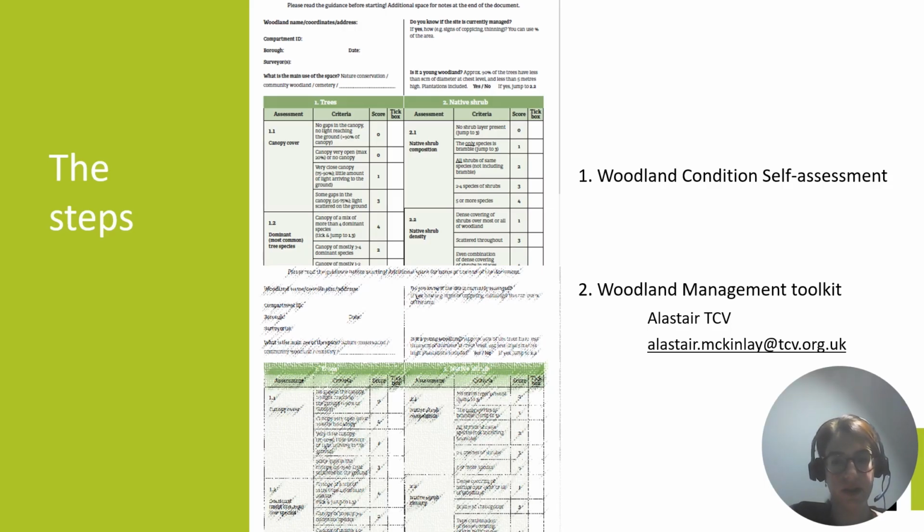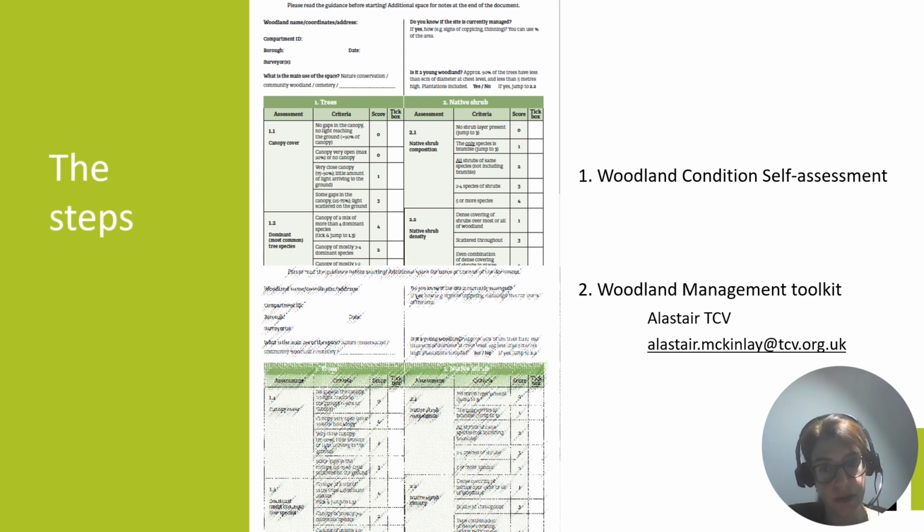This woodland condition self-assessment is part of a two-step process. The first step is using this assessment to get a score, and this score will define the condition of the woodland. This is the very first step. The ideal moment of the year to do it is from mid-March till mid-May, when you have all the ground flora flowered and you can identify the species better.